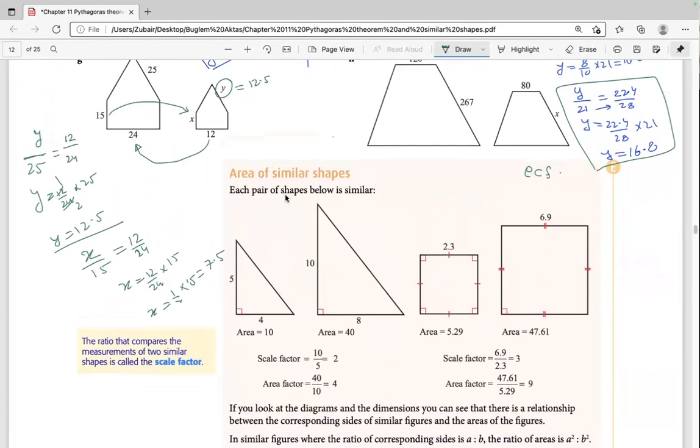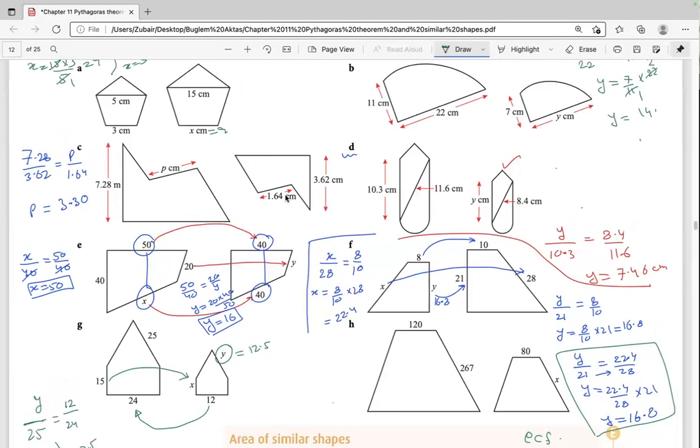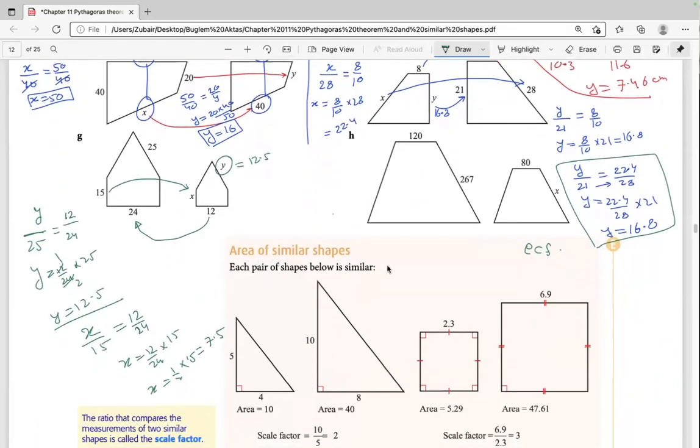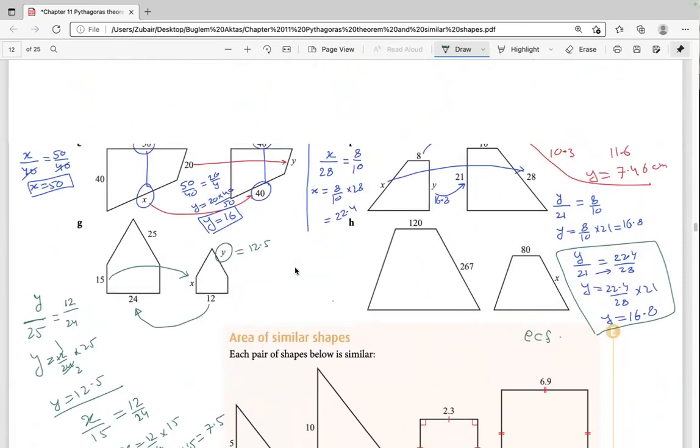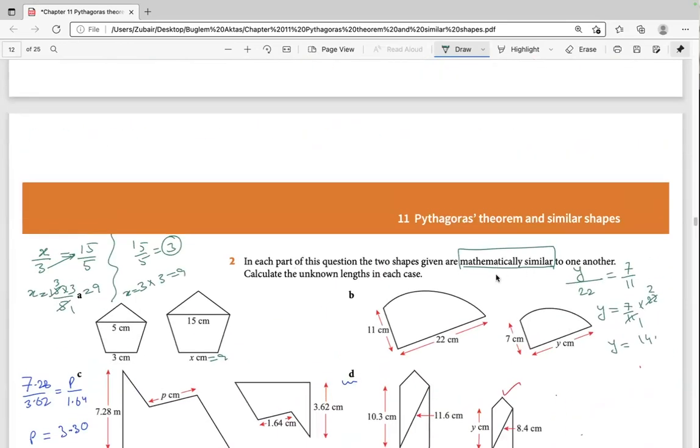Okay, now we are introducing a new topic, area of similar shapes. So far, we've been dealing with lengths and sides. Now we are going to deal with area of similar shapes. Firstly, whenever it is in exam, we will have to see if the shapes are similar or not. Both have different methods, both are easy. Like these questions stated that they are similar, so we don't have to worry about that. We just see the pairs.